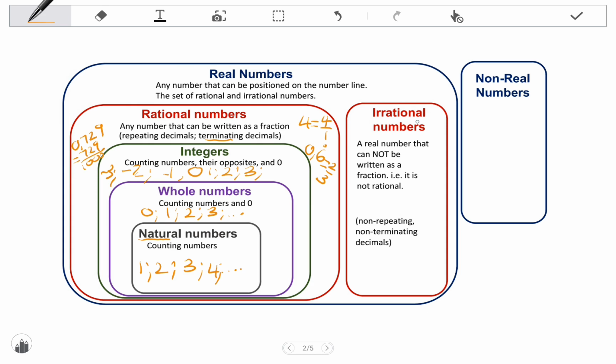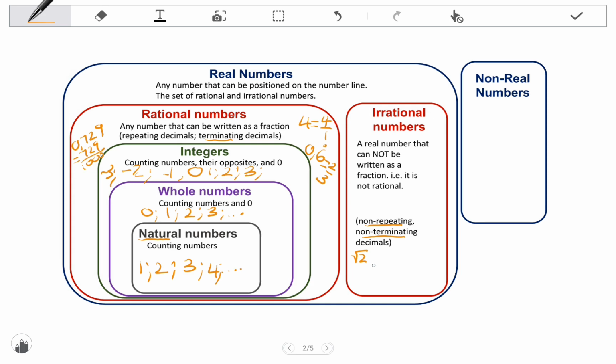Right. Then we have irrational numbers that are also part of the real number system. So irrational numbers are basically not rational numbers, okay? And they are a real number that cannot be written as a fraction. Okay, so the way this looks in decimal form is that we have non-repeating, non-terminating decimals, okay? And where we see irrational numbers typically is also in what we call surd form, okay?